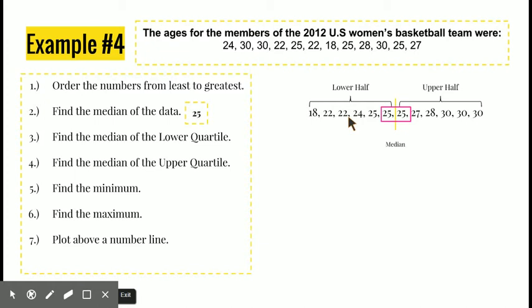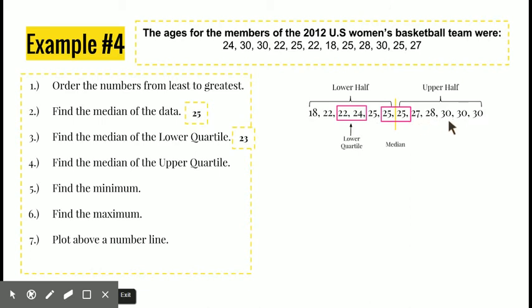Okay. Now on the next part, what we do is we have to look at the middle numbers over here, the median of the lower quartile. And there's actually 2 numbers in the middle, because remember, this bracket is going over the whole entire lower half. And so the lower quartile has 22 and 24 as being the middle numbers. So ask yourself, what's between 22 and 24? Well, that's really easy. It's just 23.